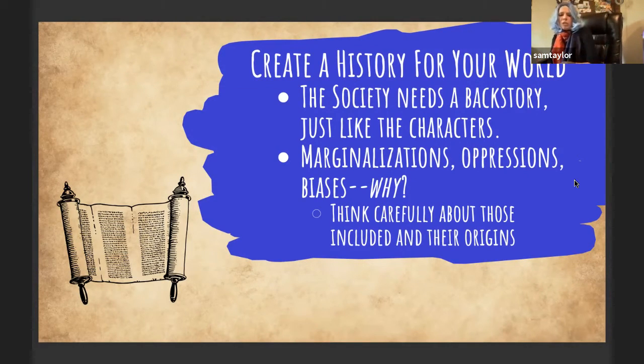But another word of caution, if you're going to include any kind of marginalizations or oppressions or biases or bigotry in your world, before you do that, stop and think about why. What are they going to serve in your world? How do they shape your characters specifically? How do they contribute to the world, to your characters' struggles? How are you unpacking them and presenting them on the page?